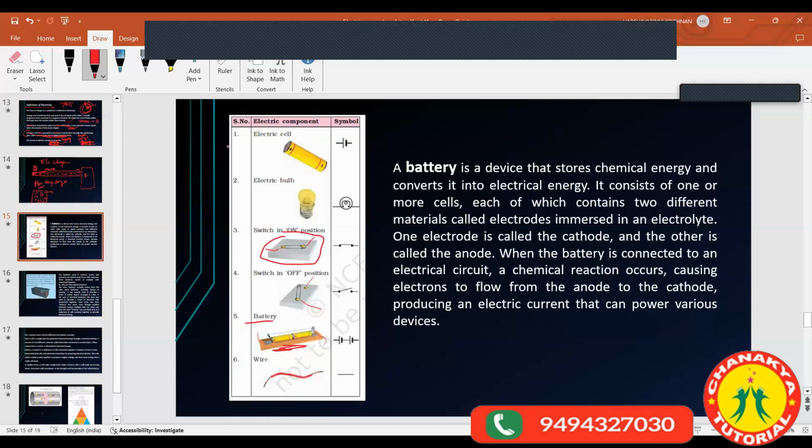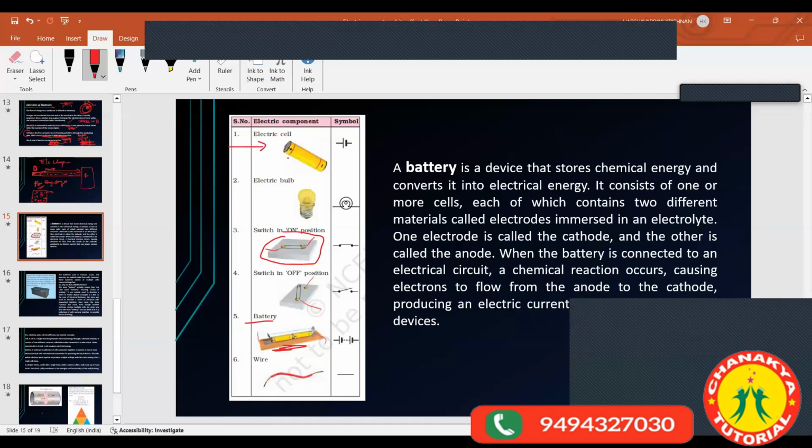Basically you can sense one thing here. This is an electric cell. When only one battery is there, they call it an electric cell. When they connect two cells together, end to end, they simply call it a battery.